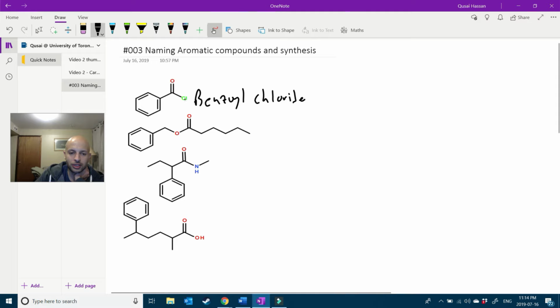If instead of this Cl we had an OH, we would call this benzoic acid, which is another compound that I think you should just remember off the top of your head. So anyways, let's go to the next one here. This one's a little bit harder. We have this ester group. With esters, our suffix will be oate. Now we want to count the number of carbons attached to this carbonyl: 1, 2, 3, 4, 5, and you've got to remember the carbonyl carbon, 6. So we have a 6 carbon chain.